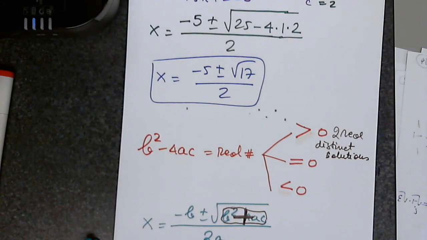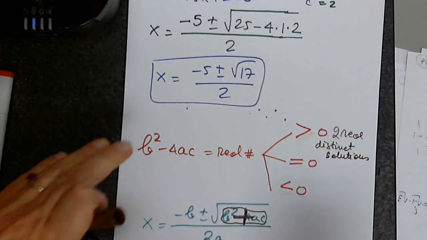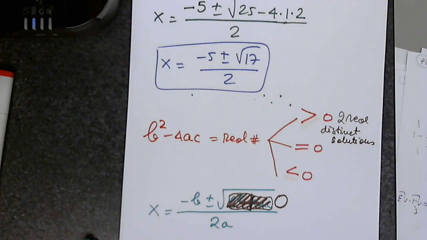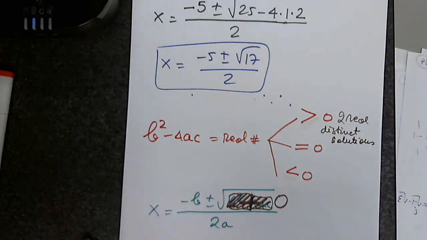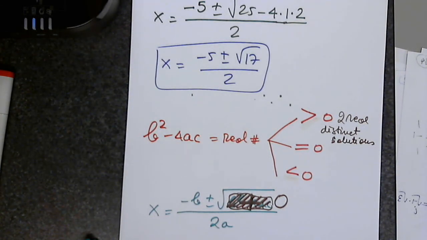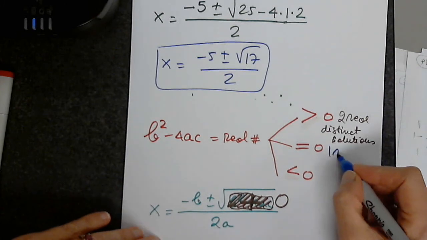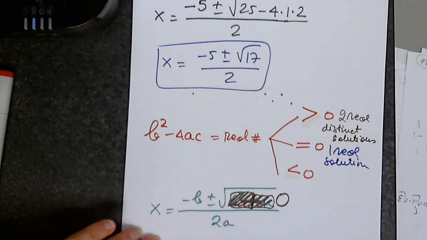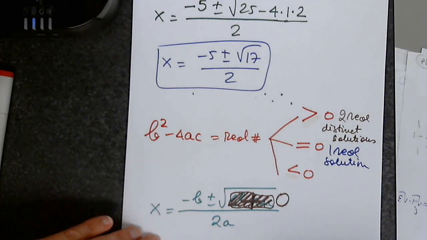Perfect. Now let's say that this whole thing is 0. How many solutions and what type? Becky? 1. However, still 2, but the same. 1 real solution. We will say 1, but we know it's still 2. It's quadratic, but the same solution. 1 real solution. Perfect.